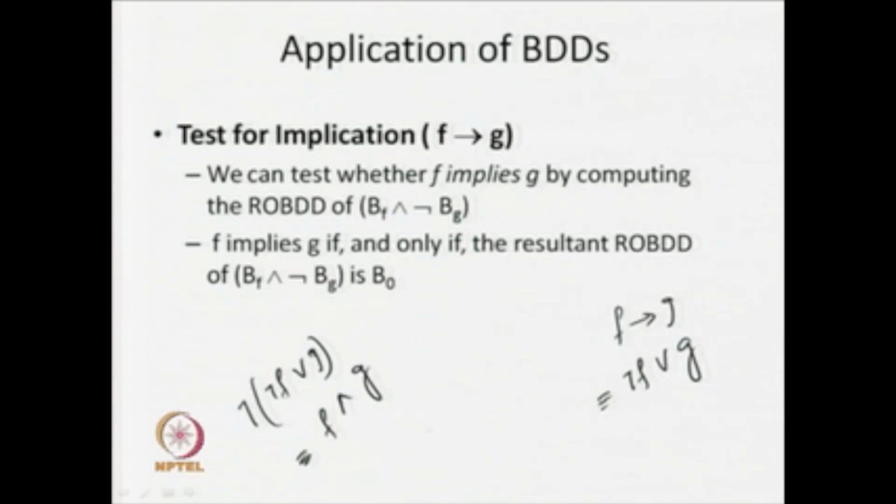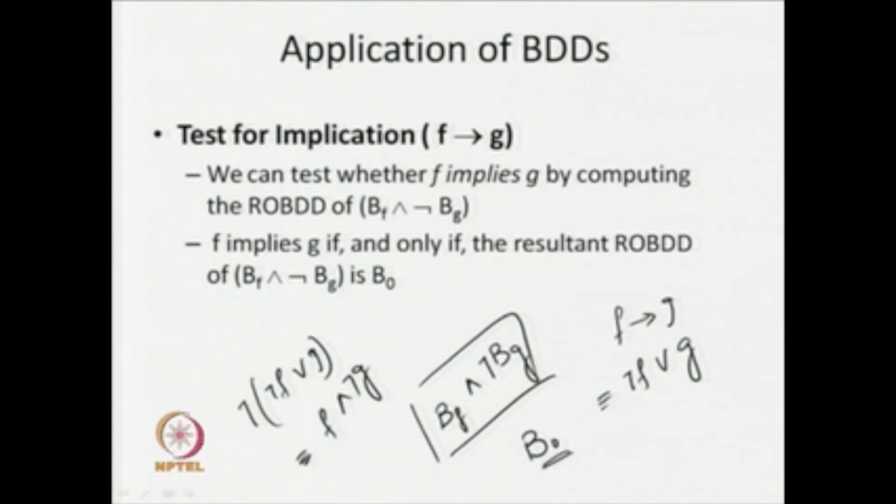That means I am going to construct the BDD BF and, sorry, this is not of g, not of BG. And if this particular BDD is B0, because I am taking the negation, you just see that the negation is a contradiction. That means if the negation is a contradiction, then the positive is satisfiable. So, if this is equal to B0, then we can say that f implies g. How to do this operation, we are going to check. We will discuss these things in our next class.